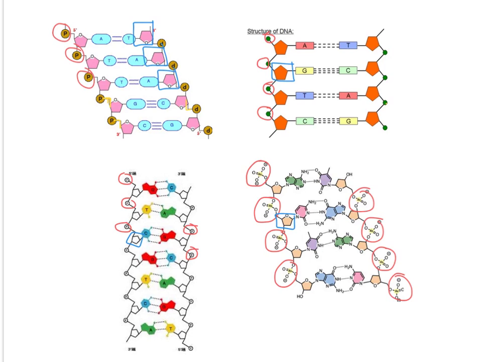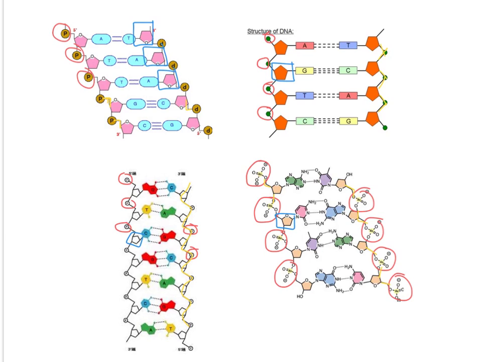On this model, the covalent bonds are represented here between the phosphates and the sugars. On this model, the covalent bonds are all these lines down the side between the phosphates and the sugars. And then finally on this model, again, the connections between the phosphates and the sugars are the covalent bonds.